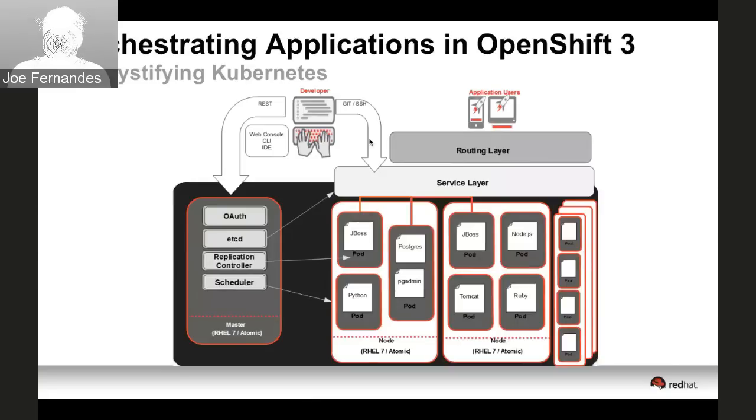Etcd is our distributed registry. So this maintains the state in the system, information on where all of these containers are running and what their IP address is and so forth. And then the replication controller, which works with the kubelet on each of the nodes to do the health management, as I was referring to earlier, to maintain the state for how many instances you want. And then the scheduler, which handles placement.